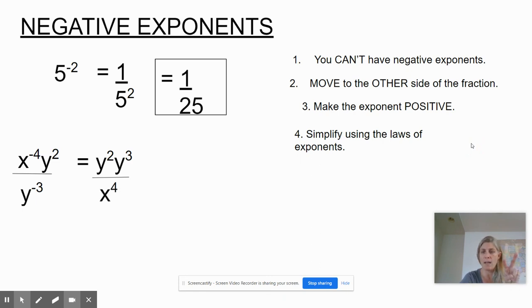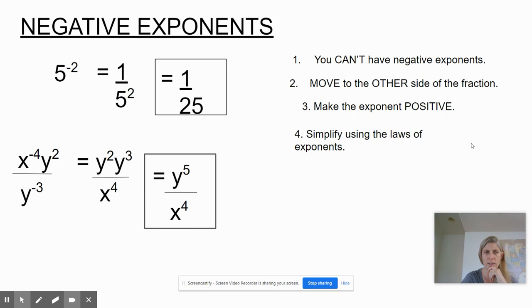So we have our y, and it's a multiplication. So our base stays the same, and we add the powers. So that's going to be y to the 5th all over x to the 4th. And that, ladies and gentlemen, is how we use negative exponents.